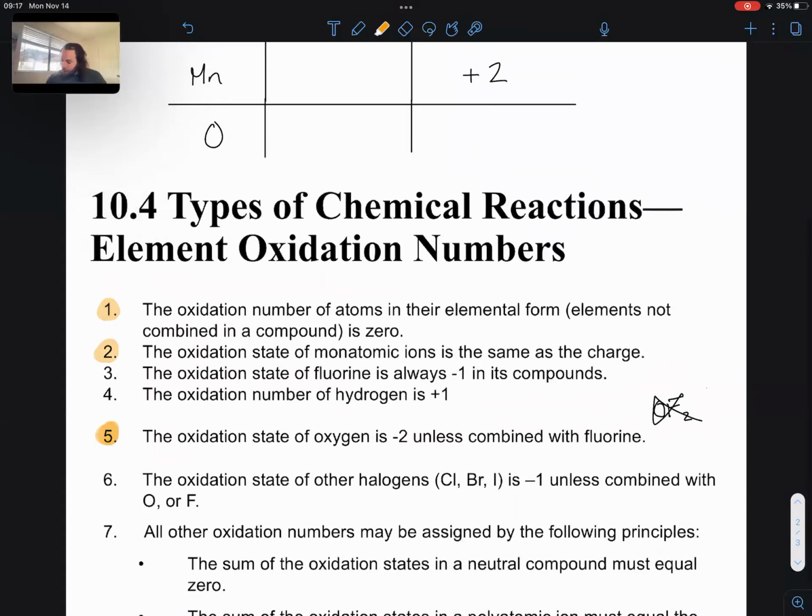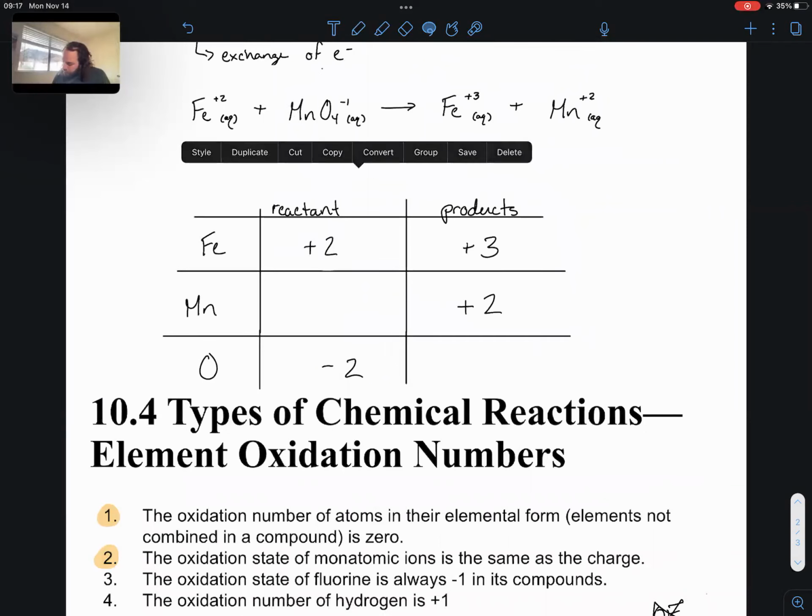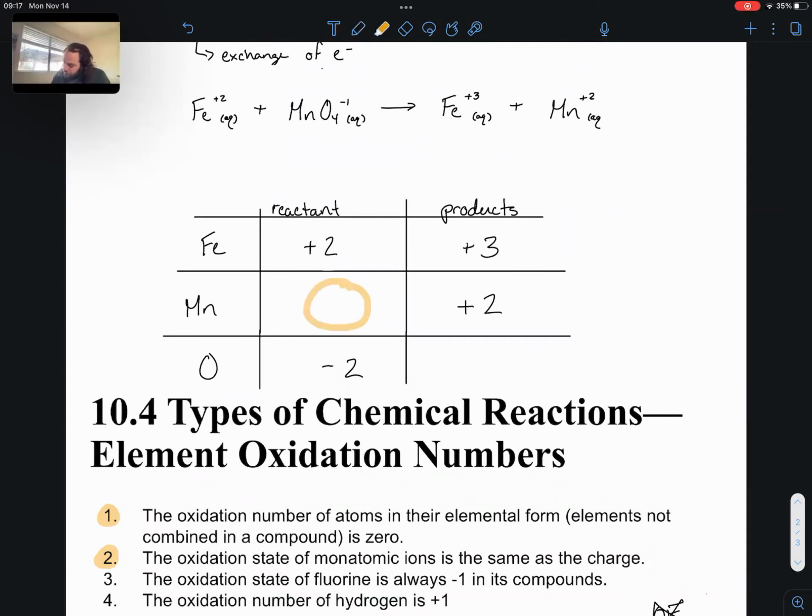Okay, so that means that we can fill in that -2 box for oxygen. It doesn't appear on this side, and we'll talk about why that is in a second when we talk about balancing these chemical equations. Right now, we're going to focus on the manganese. So how am I going to figure out what manganese is? Well, since I know what oxygen is, I can use the rule that says that the sum of oxidation states in a polyatomic ion must equal the charge of that ion.